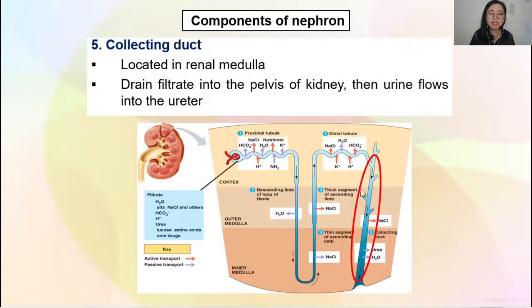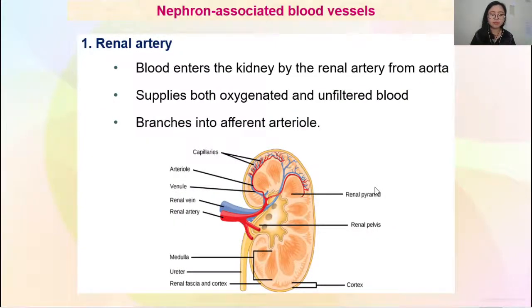Last but not least, the last part of the component of the nephron is the collecting duct. So, ini adalah saluran yang kumpul air kencing. It is located in the renal medulla, and it will drain the filtrate into the pelvis of the kidney, and then the urine will flow into the ureter. So, ini adalah macam parit ataupun saluran besar yang akan kumpul air kencing daripada setiap nephron. Alright. Those are the components of the nephron.